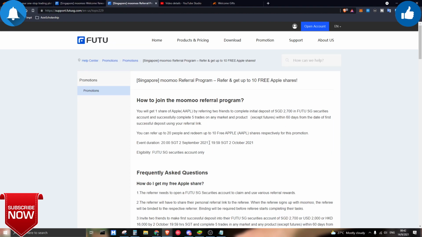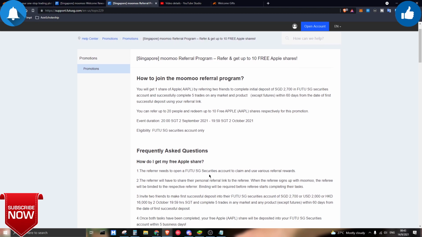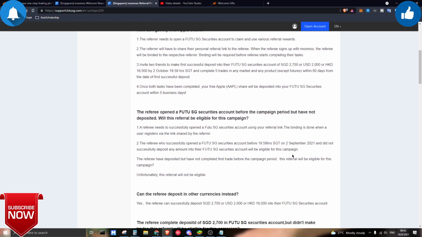The promotion period is the same period from 2nd September all the way to 2nd October. So you can refer up to 20 friends, and 2 friends will give you 1 Apple stock, and therefore you can receive up to 10 Apple stock. And I would say this is the end of the promotion for Singapore. So right now we're going to jump into the US free stocks.